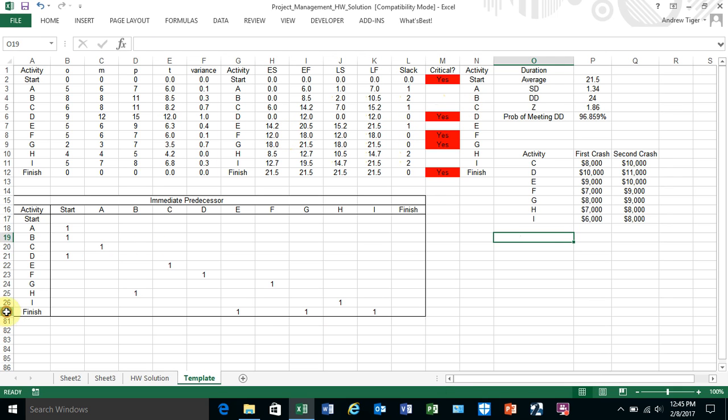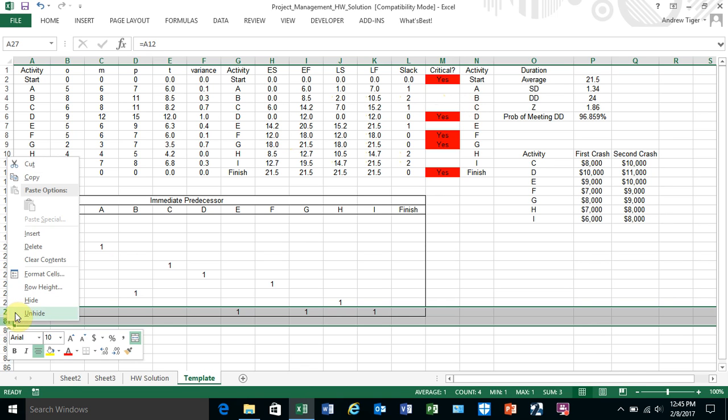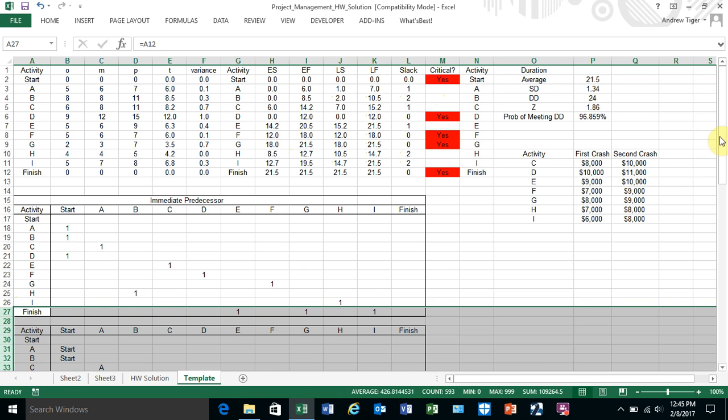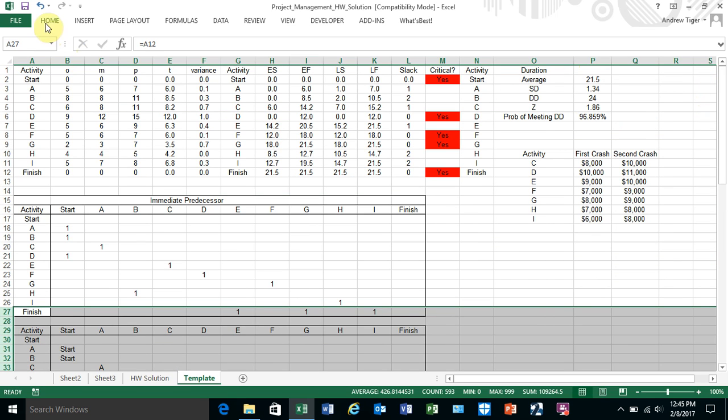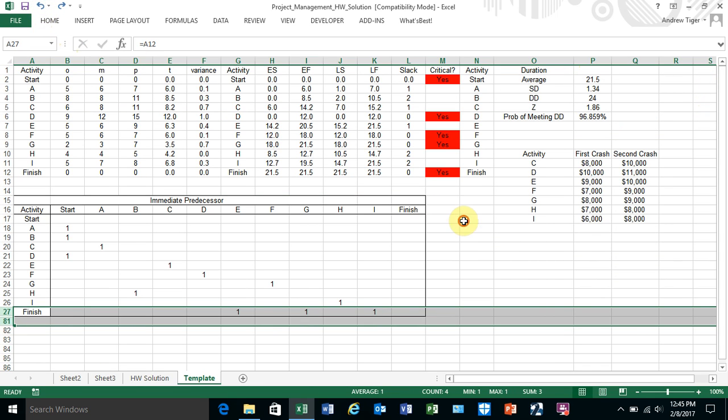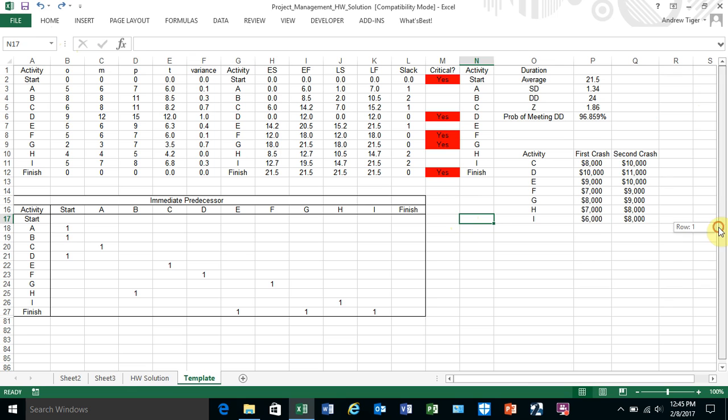There's some math that's hidden in rows. You can certainly go play and look at that. I'm not going to go into the detail of what happens. You can just use it as is. Again, it's limited. It can only solve up to that many activities. If you have a bigger project, it won't be very useful unless you expand this. But if you want to expand it, have at it.